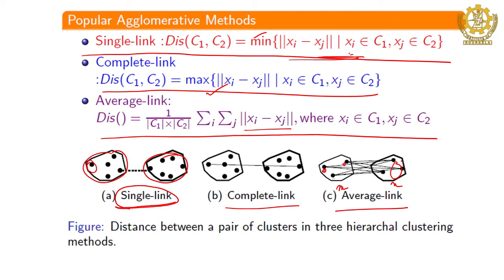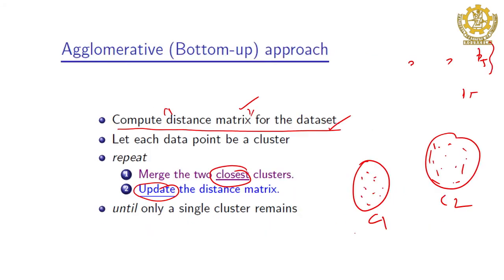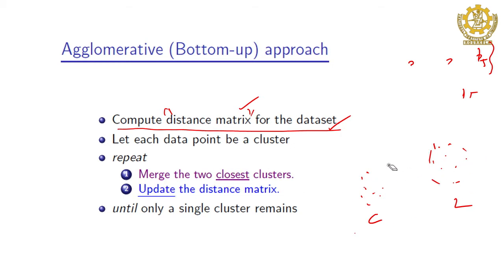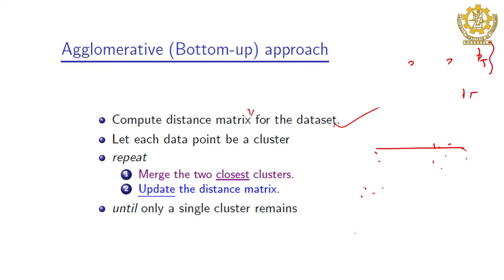But you have to remember the previous part, these remain the same. Suppose I ask you to apply single linkage, complete linkage, or average linkage, these steps will remain the same. The first step is to compute the distance matrix, and then each data point will be a cluster and you merge the 2 closest clusters. So, closest clusters means what? You have the distance matrix here.